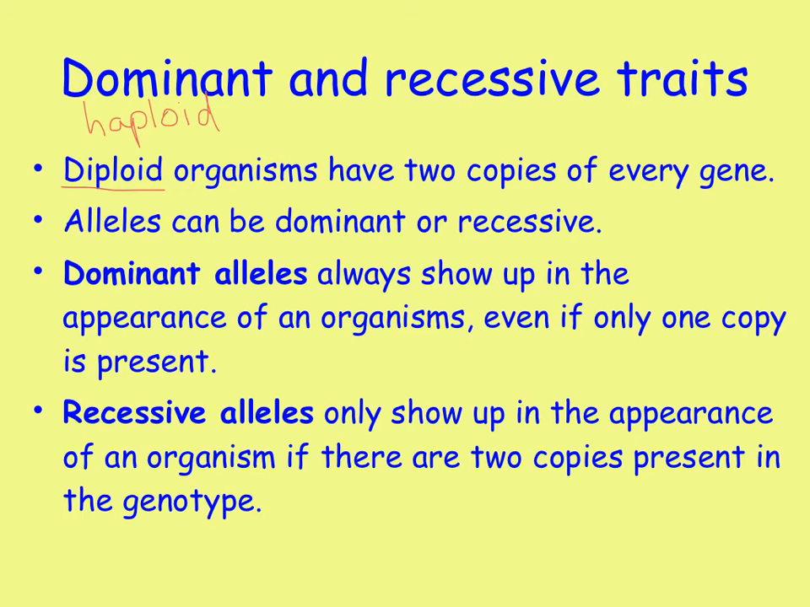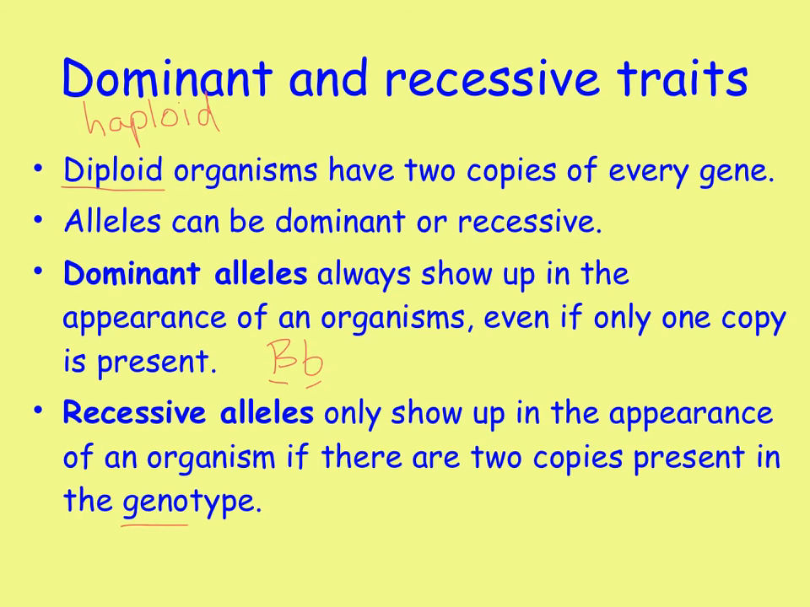These are known as alleles, the different forms of the same characteristic. Your alleles can be either dominant or recessive. Dominant alleles always show up in the appearance of an organism, even if only one copy is present. So in the example I gave before, with the capital B and the small b, you had brown eyes and blue eyes.